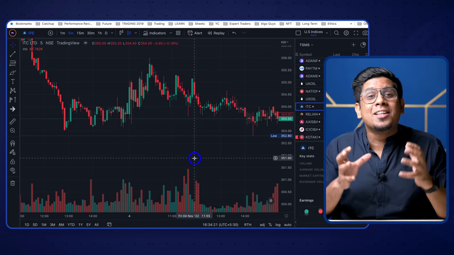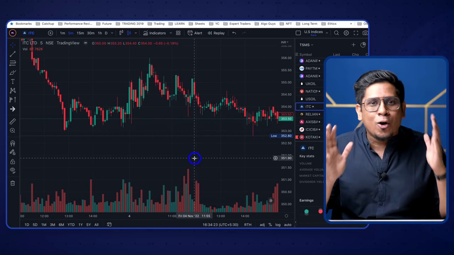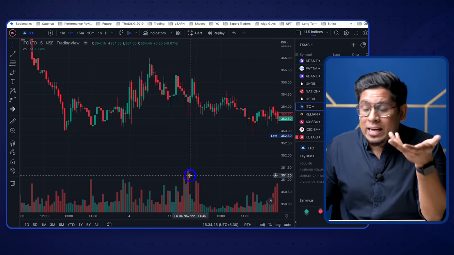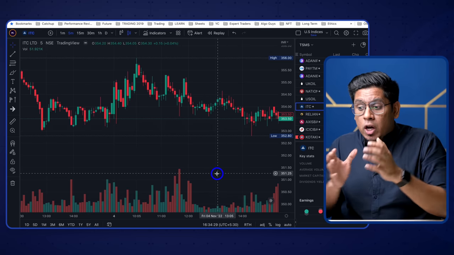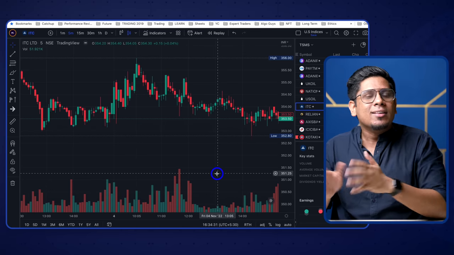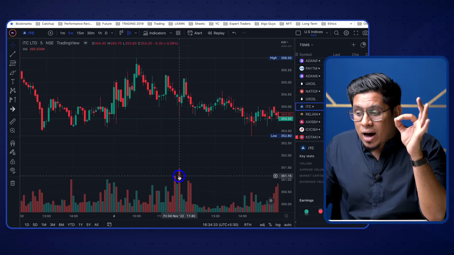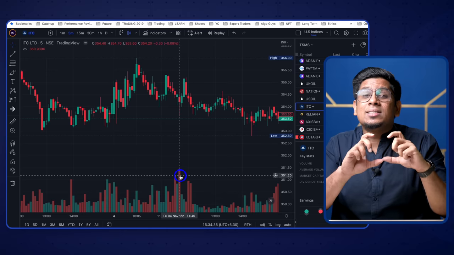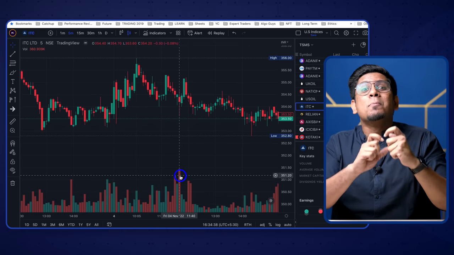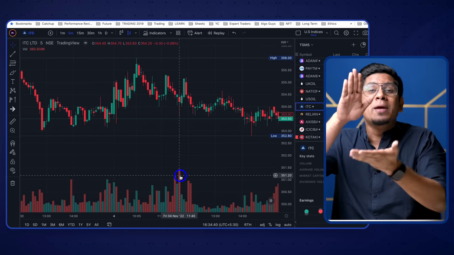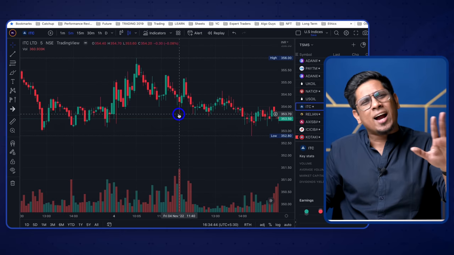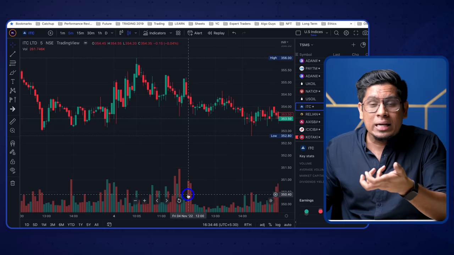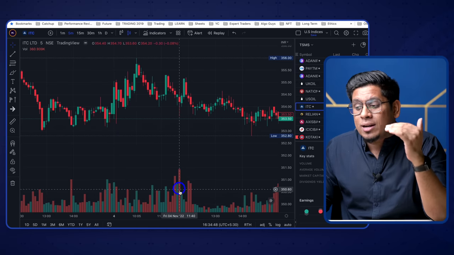Now there is another misconception here that I hear a lot of beginners telling. A lot of beginners, when they see a red volume bar, say, oh, there are more sellers than buyers here. There is nothing like that. This red bar just indicates that sellers are more activated here, or sellers are more powerful here, or sellers have beaten down buyers, and because of that, price has moved down. That is that.